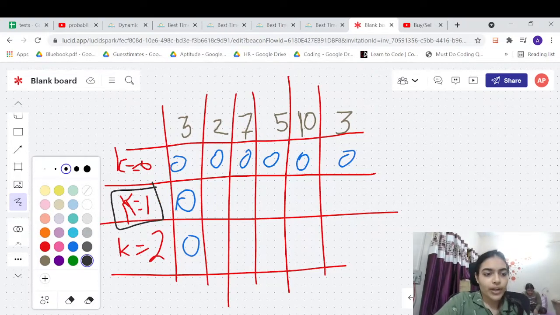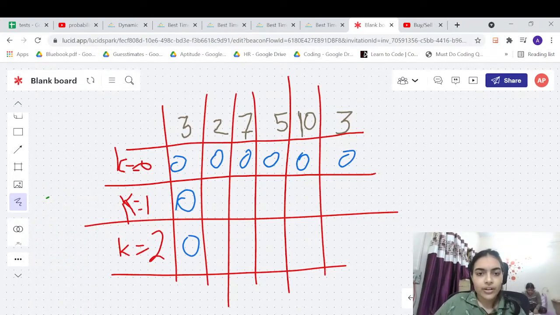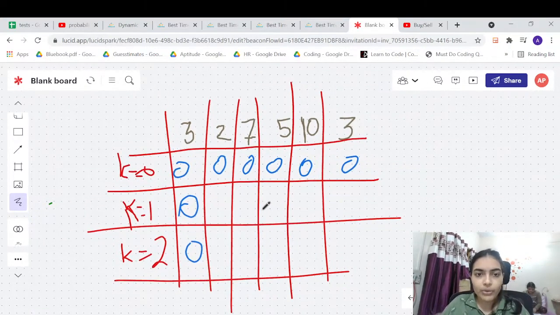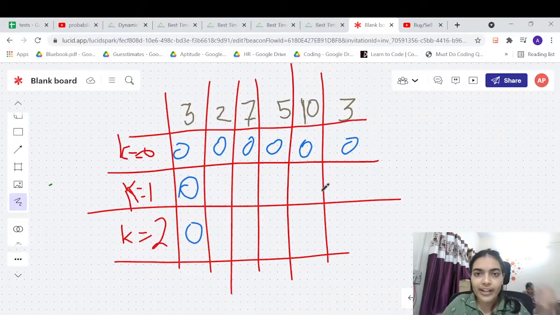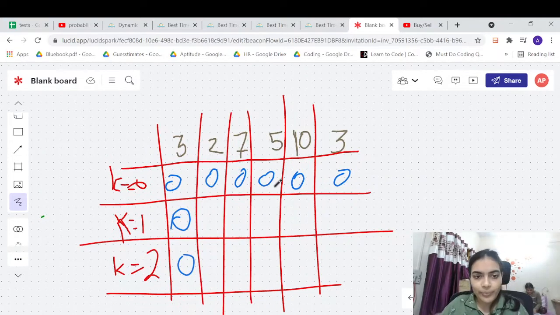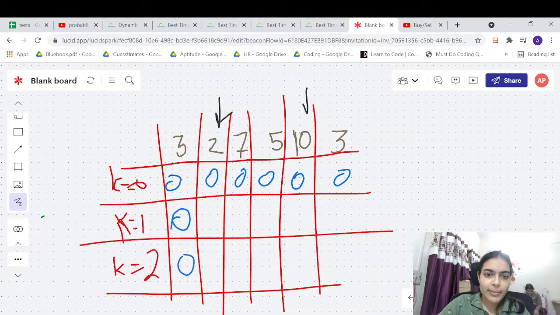For k equal to 1, the problem is fairly simple. In this case you are allowed to do at most one transaction and you have to find the answer. How do you find the answer? You will take the lowest value and the highest value such that, for example, if you buy at 2 and if you sell at 10, this will give you the highest profit. With only one transaction allowed, this will be the best case.